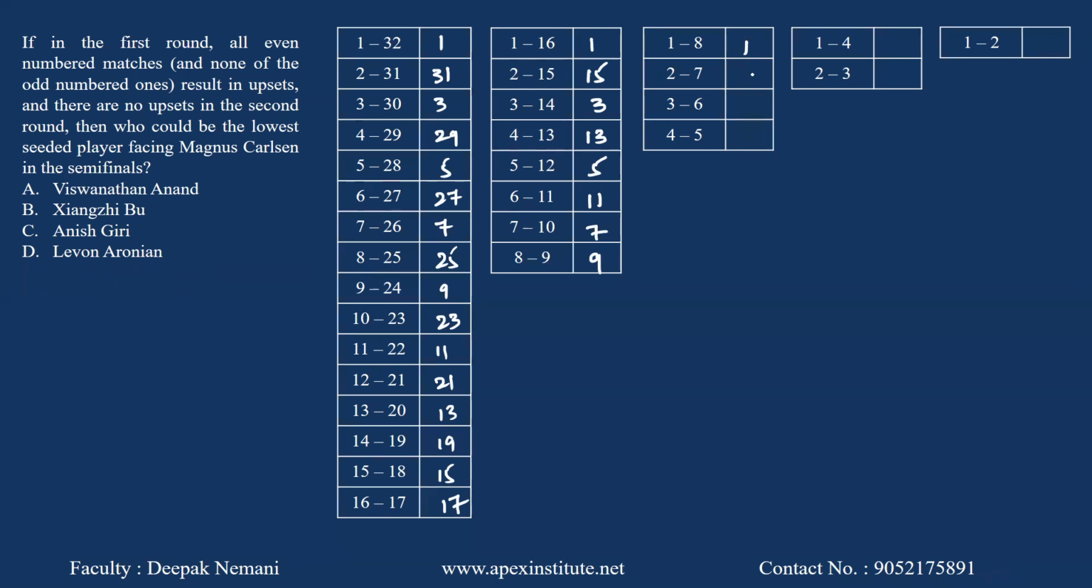2 and 7, 7 will be winning the game. 3 and 6, 3 will be winning the game. And 4 and 5, 5 will be winning the game. Now 1 and 5. So 1 will be winning the game. 2 and 3, 3 will be winning the game. So the final is played between 1 and 3.